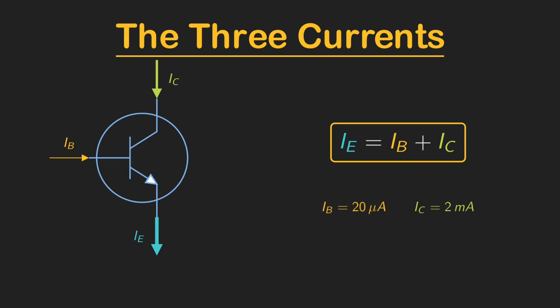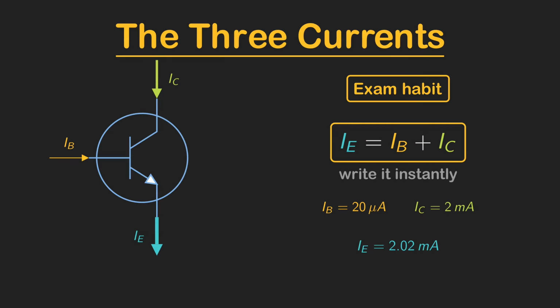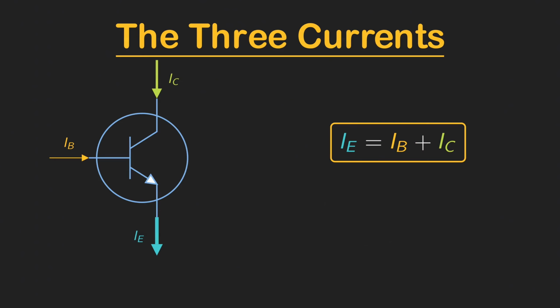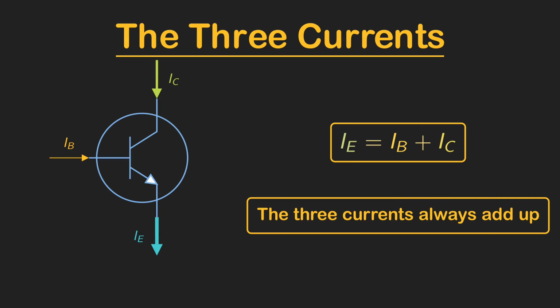For a concrete feel, suppose the base current is 20 microamps and the collector current is 2 milliamps. Then the emitter current is 2.02 milliamps. Here is the exam habit to build. If a problem hands you any 2 of those 3 currents, write that relationship down instantly. It is free marks and it is the starting point for most biasing problems. So lock it in as one short phrase. The 3 currents always add up. Emitter equals base plus collector.